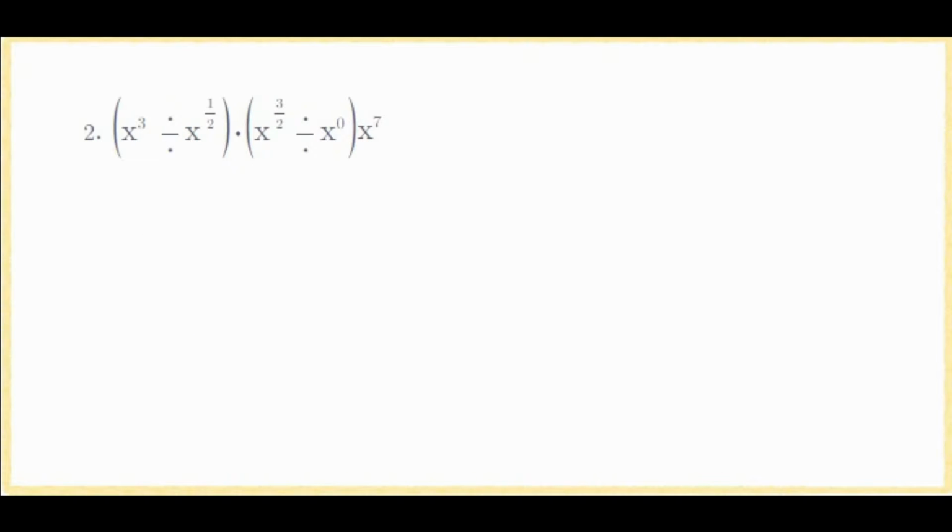For this problem, our x to the third power divided by x to the 1/2 becomes x to the power of 3 minus 1/2, and then the x to the 3/2 times x to the 0 times x to the 7th becomes x to the 3/2 times x to the 7th. So we have x to the 3/2 minus 1/2 plus 3/2 plus 7. So we end up with x to the 11th.